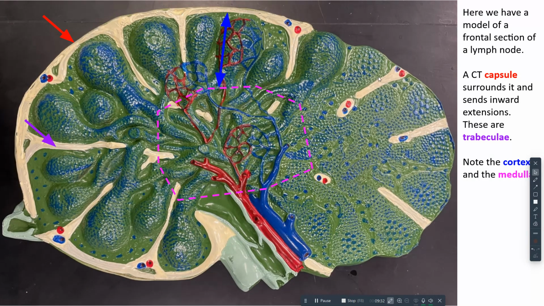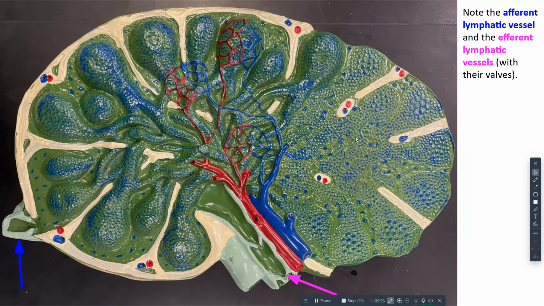compartmentalizing the node. We also can see the outer region, which is the cortex, as well as the inner region, which is the medulla. And there are lots of lymphocytes in both of these, lots of B's and T's out here, lots of T's in here, doing the job of filtering the lymph.